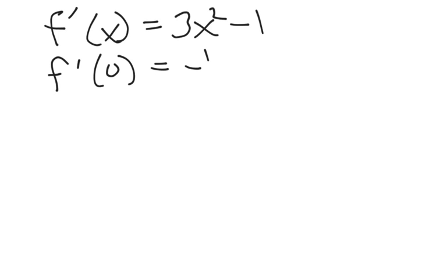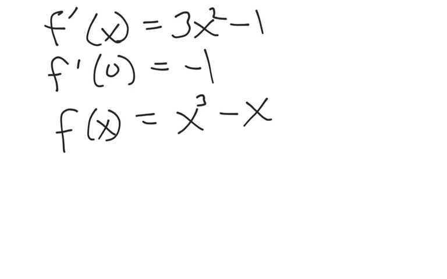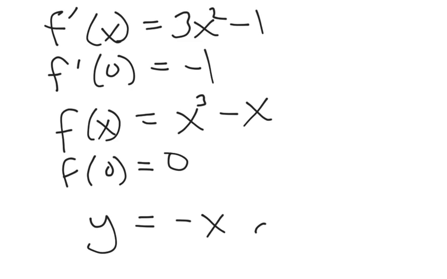So now, since f prime of x is equal to 3x squared minus 1, f prime of 0 is equal to negative 1, so this gives us the slope of the tangent line at 0, and remember we have f of x equal to x cubed minus x, and so that means f of 0 equals 0, so the equation is y equals negative x at (0, 0), which gives us the equation of the tangent line that has the smallest slope.